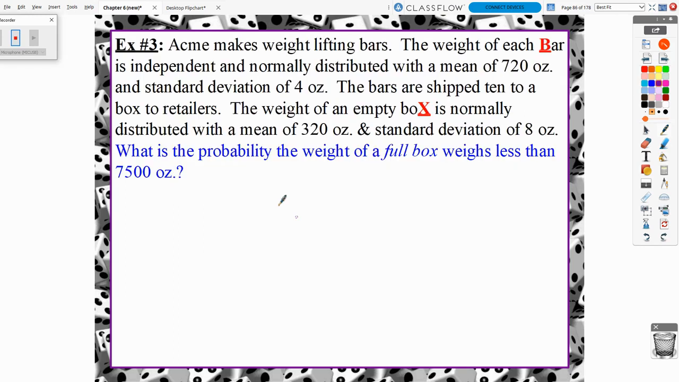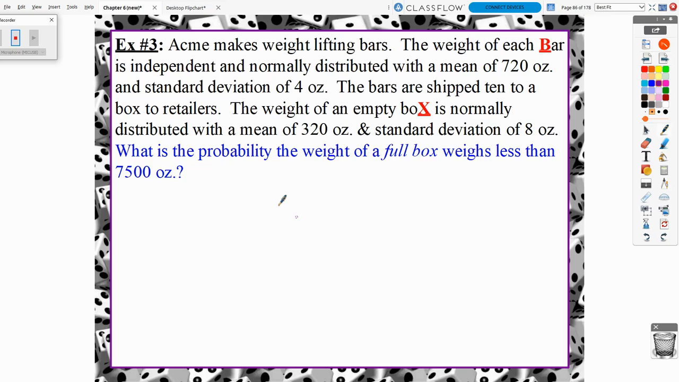Now our final example. So I'm going to set this one up with you, and then you are going to finish the rest of this problem as part of the you do problem. So Acme makes weightlifting bars. The weight of each bar, notice that B bar, is independent and normally distributed with a mean of 720 ounces and a standard deviation of 4 ounces. The bars are shipped 10 to a box to retailers. The weight of an empty box, notice the big X, is normally distributed with a mean of 320 ounces and a standard deviation of 8 ounces.